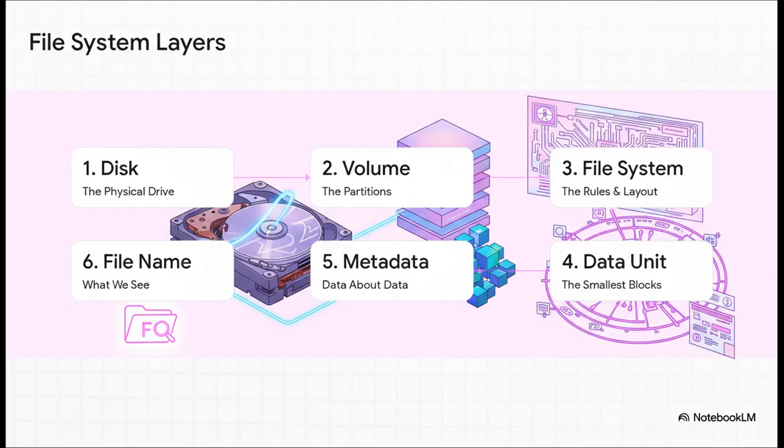So here are those layers of our onion. We start at the bottom with the physical disk. That disk is broken up into volumes. Each volume is governed by a file system. Think of it as the rulebook for how data is stored. The actual data lives in tiny chunks called data units. And then you get to the really juicy part, the metadata, which is data about the data. And finally, sitting right on top is the file name that you and I actually see and click on.